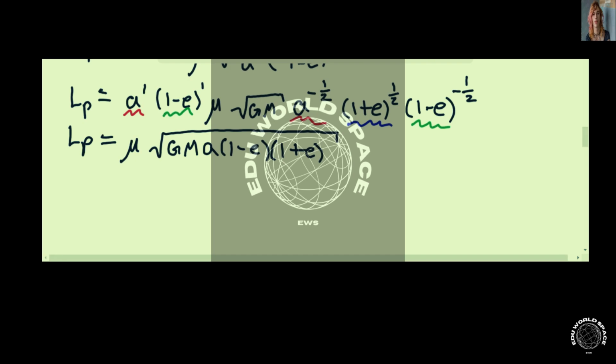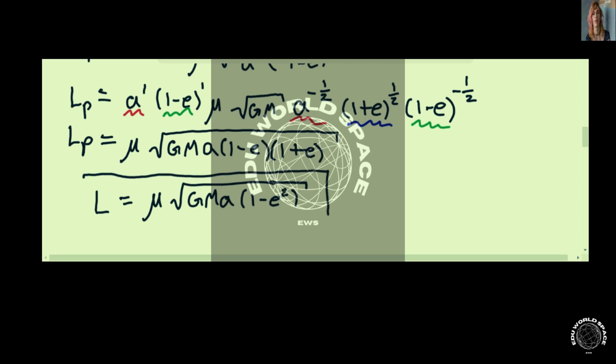Okay, so now simplifying, we have the angular momentum equals mu times the square root of GMa times 1 minus e squared, since 1 minus e times 1 plus e is just 1 minus e squared. And I've dropped the subscript p for perihelion for the angular momentum because, as we said, given that angular momentum is conserved, if it's true at perihelion, this formula must be true everywhere.